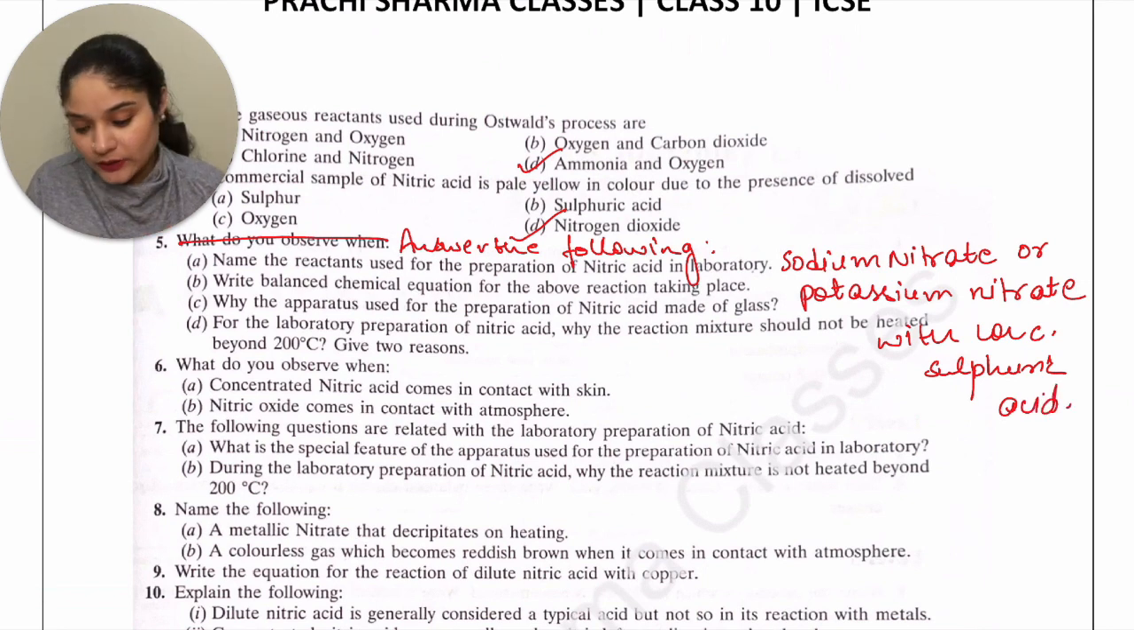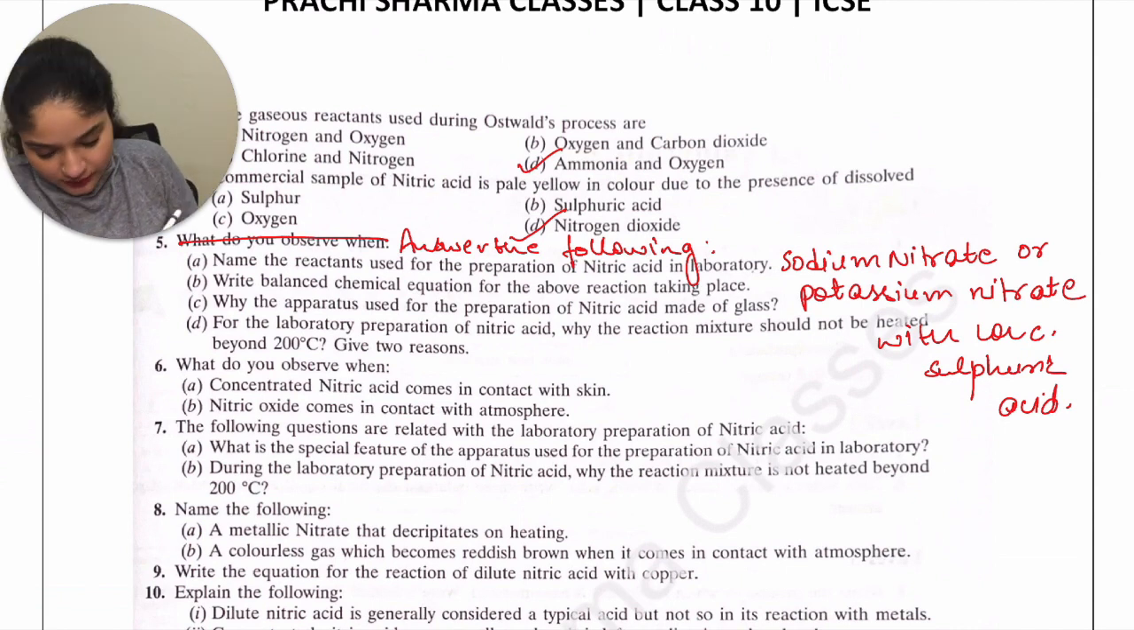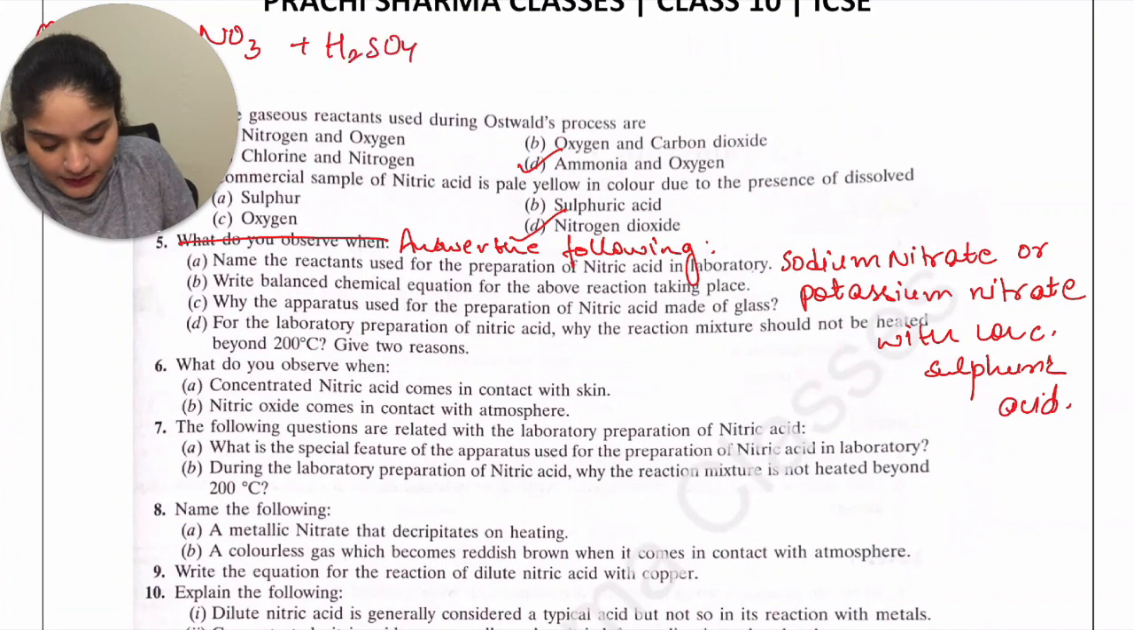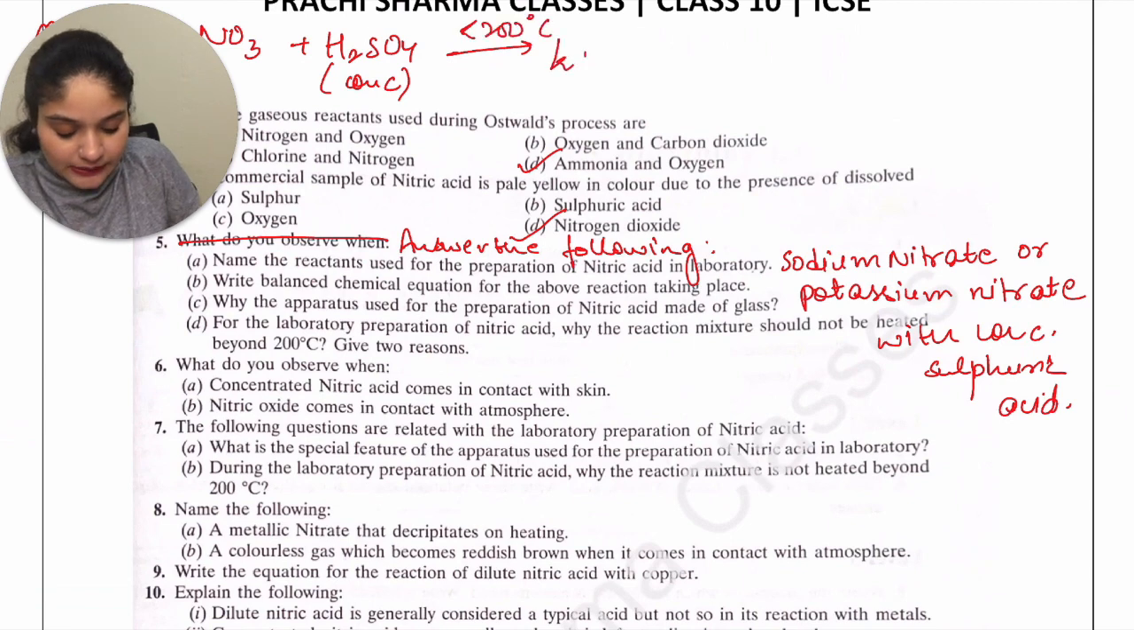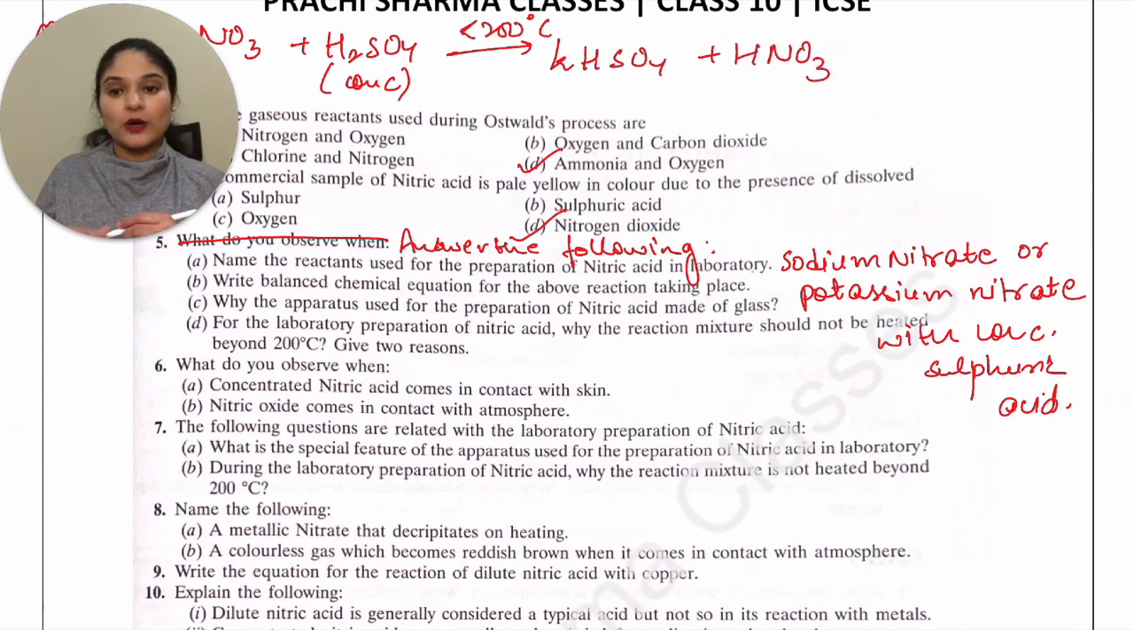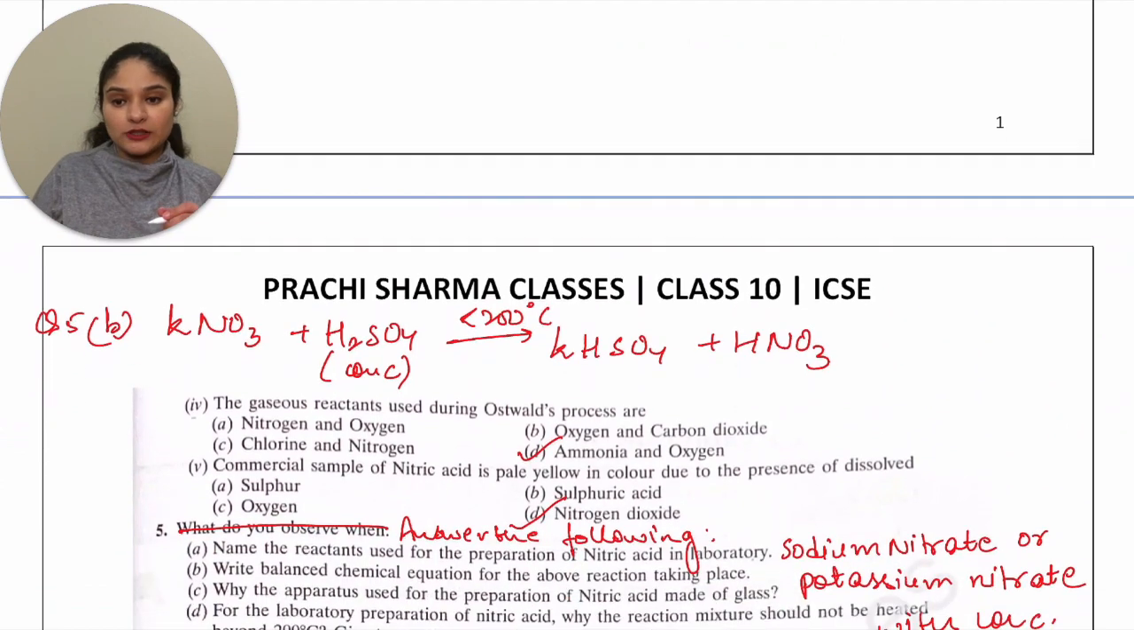Moving on to the next question, write balanced chemical equation for the reaction taking place above. I'm going to just write it here. That's question 5, B part. So that is KNO3, potassium nitrate, plus H2SO4, concentrated, at a temperature lower than 200 degrees Celsius. You end up getting KHSO4 plus HNO3. I hope that makes sense. Now let me scroll it down so you can see it. It's important to mention the temperature because it's a lab preparation and the temperatures are important.